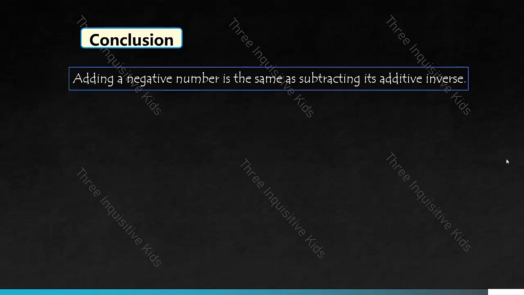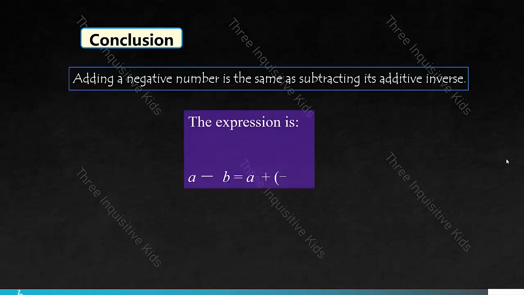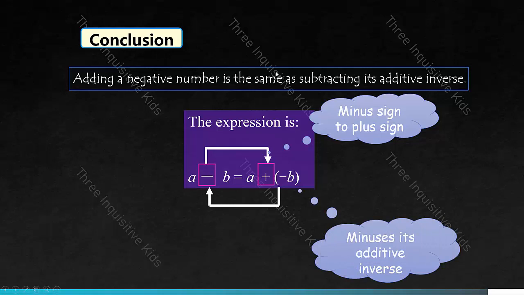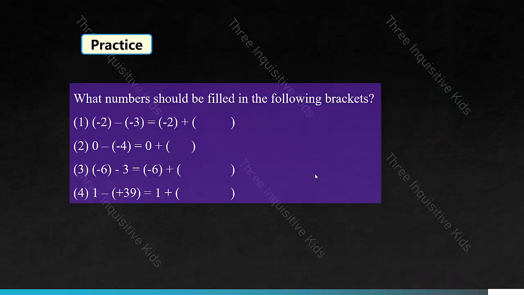So our conclusion is adding a negative number is the same as subtracting its additive inverse. The expression would be a minus b equals a plus negative b. We're changing this from a minus sign to a plus sign. When we change the signs, we also had to turn b into its additive inverse by adding a negative sign in front of it. What numbers should be filled in the following brackets?